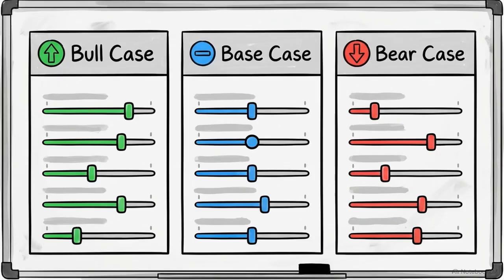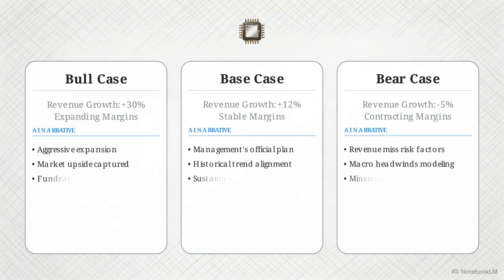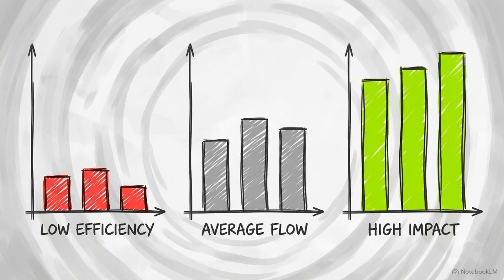You will configure 3 distinct cases: an optimistic bull case, your expected base plan, and a stress-tested bear case to determine your minimum cash runway. Once parameters are set, click Generate AI Commentary. The tool instantly writes a narrative explaining the assumptions and risks behind each of the 3 scenarios. Mapping out your downside risks alongside your upside potential ensures you are prepared to defend your strategy under pressure.